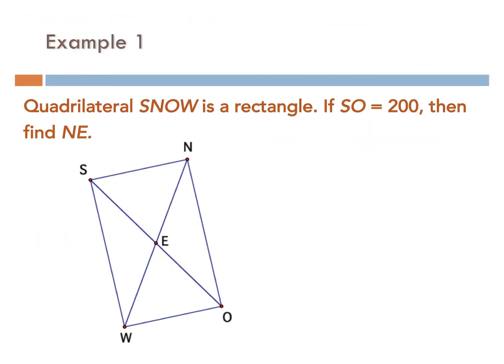All right, we have quadrilateral SNOW, and we're told that it's a rectangle. If SO is 200, then find NE. So basically, we are told that this entire diagonal here, S to O, is 200. Well, because they get split in half, because it's a parallelogram, if the whole thing was 200, this is 100, this is 100. And because it's a rectangle, I could do the same here. This has to also be 200. That gets split in half, so this is 100, and E is 100, and EW would be 100. So our answer here, length of NE is equal to 100.